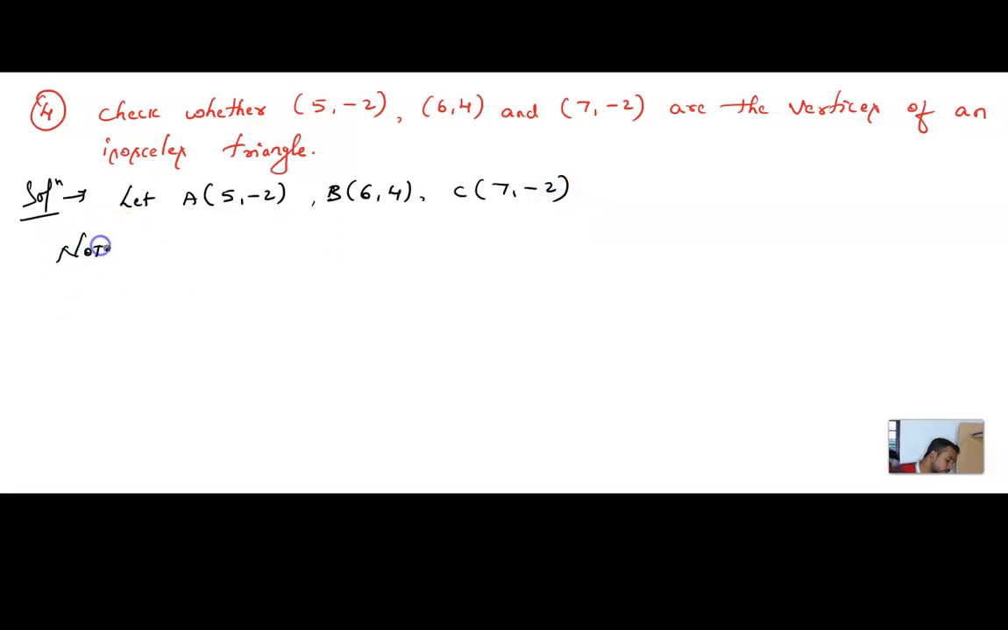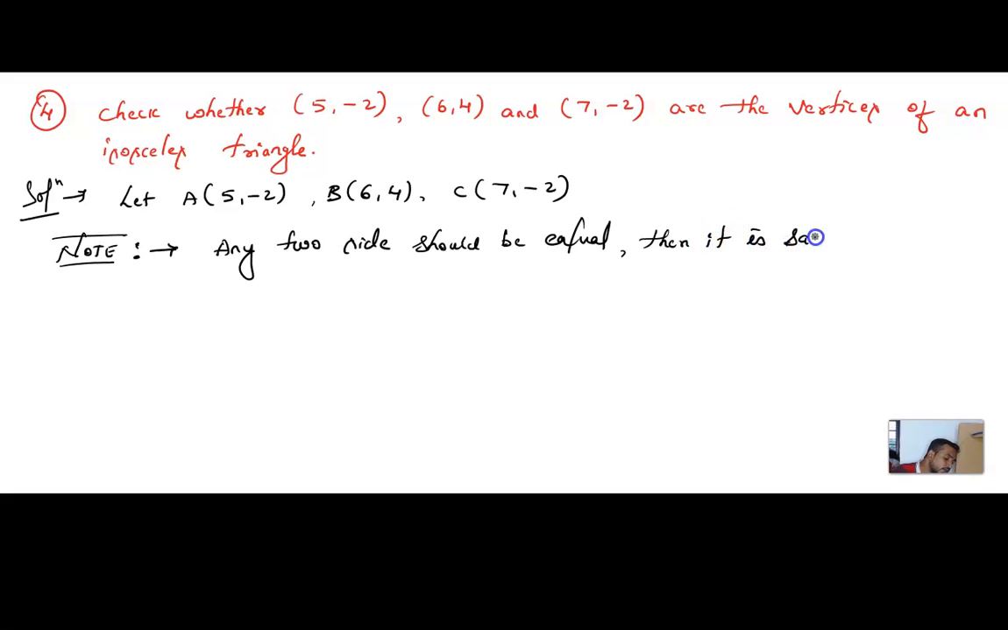One important note. Here, what is the question? Whether they form an isosceles triangle or not. So what do you mean by an isosceles triangle? If you have to prove it is an isosceles triangle, make sure that any two sides should be equal. Maybe AB equals BC, or BC equals CA, or CA equals AB. Any two sides should be equal.